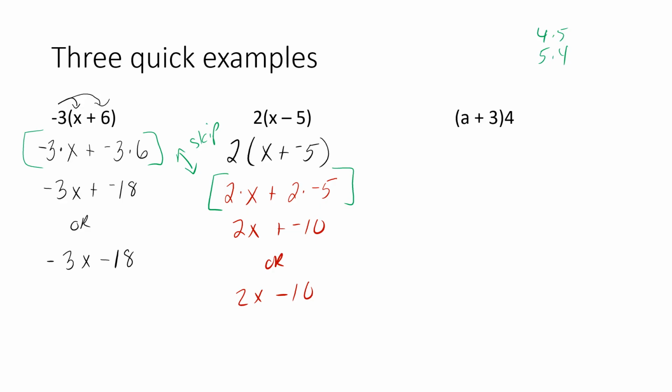So we're going to distribute this and say 4a. And then in my head, I'm going to look right here. So I'm doing 4 times a to get 4a, and then I'm going to do 4 times 3, but I know what 4 times 3 is in my head.